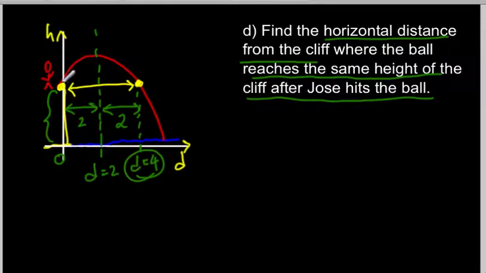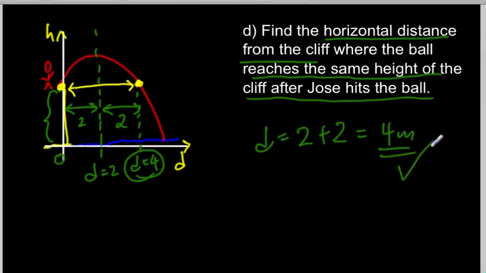So just using logic, basically, we know that our axis of symmetry is d equals 2. We know the distance from where it starts is 2. So on the other side, it must be the equivalent distance from the axis of symmetry. So the total distance from here to here is 2 plus 2, which is equal to 4. So d is equal to this 2 plus that 2, which is equal to 4 meters. So the horizontal distance where the ball reaches the same height of the cliff after Jose hits the ball is 4 meters, and we are done with this question.